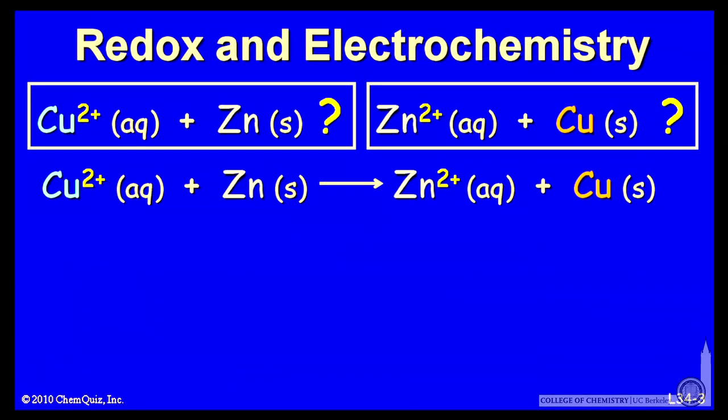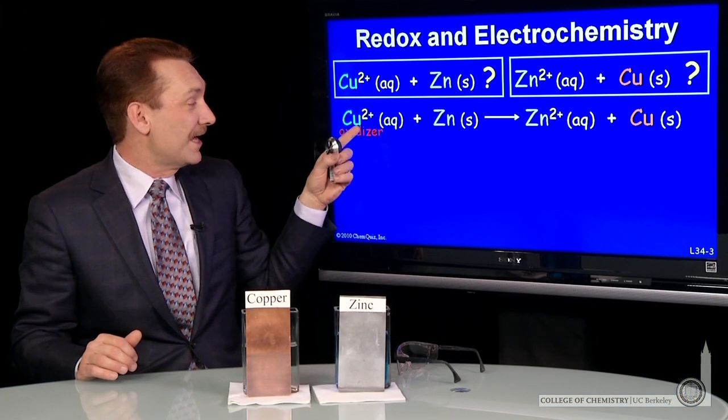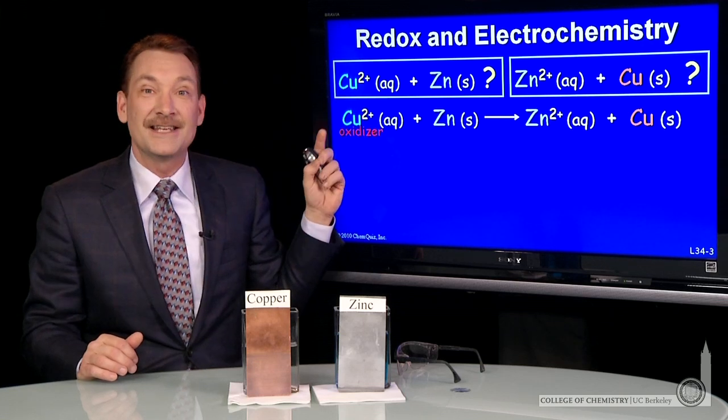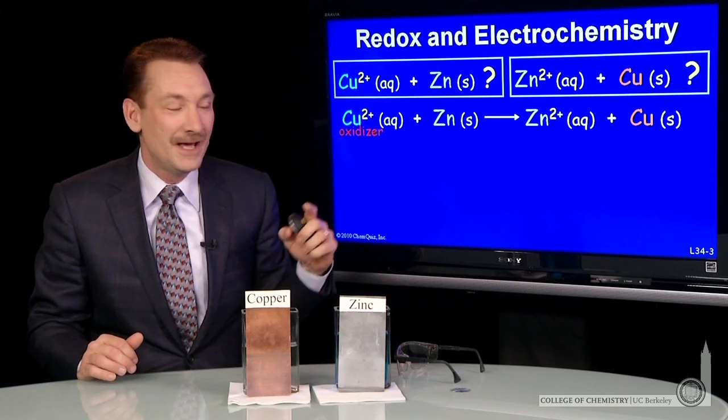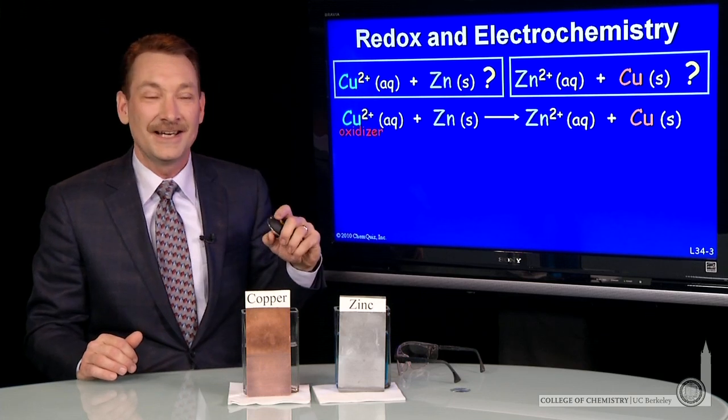I've written it here. Copper ions and zinc metal, when exposed to each other in solution, say, have electrons transferred from zinc to copper to form zinc ions and copper metal. So in this process, copper ions act as an oxidizer. They remove electrons, oxidizing the zinc.